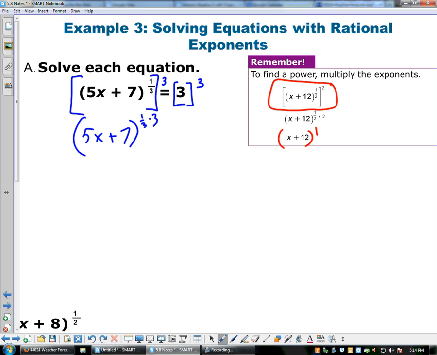So that's just going to be 1. So I get 5x plus 7 to the 1st, and that's equal to 3 cubed, which is 27. I subtract 7 from both sides. I get 5x equals 20. Dividing by 5, I get x equals 4.